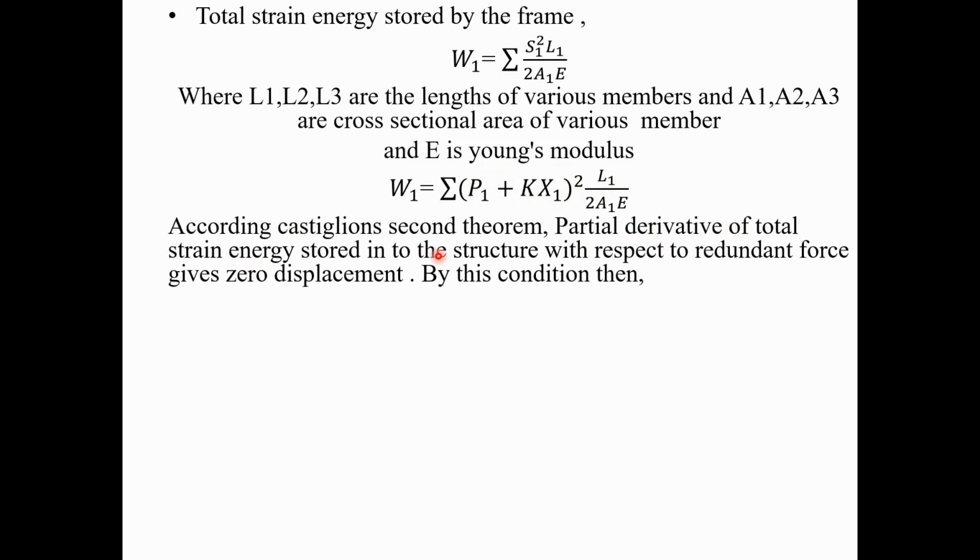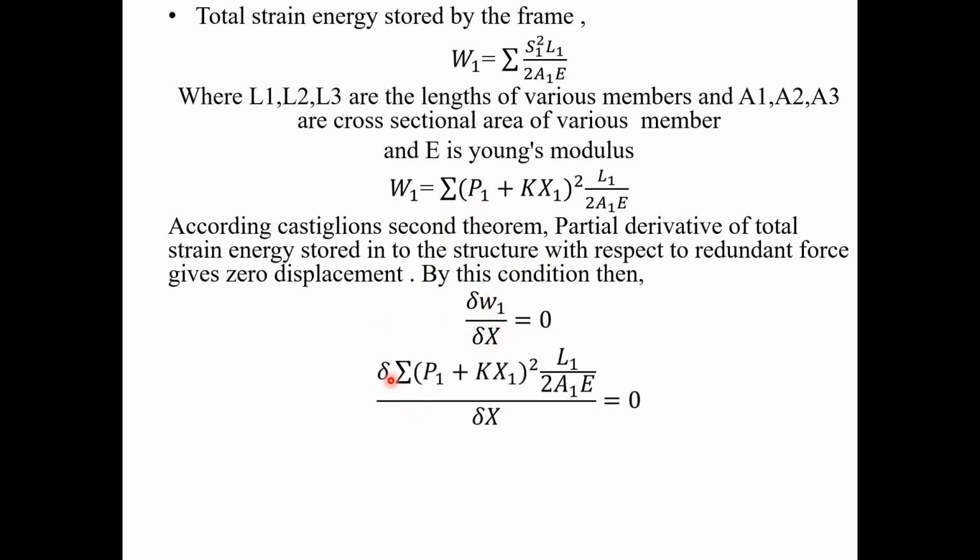According to Castigliano's second theorem, the partial derivative of total strain energy stored in the structure with respect to redundant force will give the zero displacement. So by this condition, if you take the differentiation of the strain energy with the redundant force x, that is delta W1 divided by delta x is equal to 0, which is nothing but Castigliano's second theorem. By putting the value of W1 in this equation, we have delta of summation (P1 plus Kx1) square into L1 upon 2A1E, divided by delta x, is equal to 0.